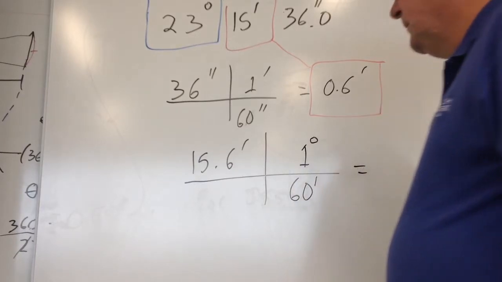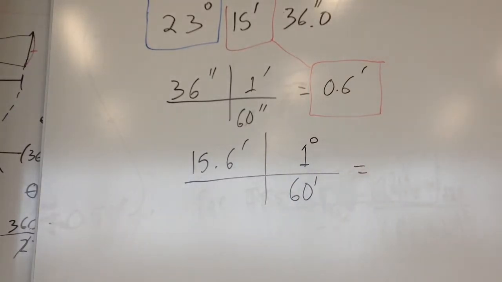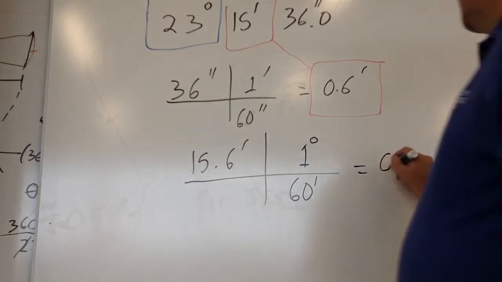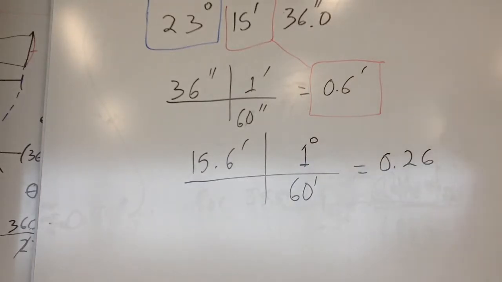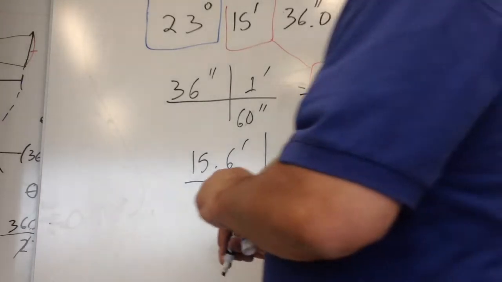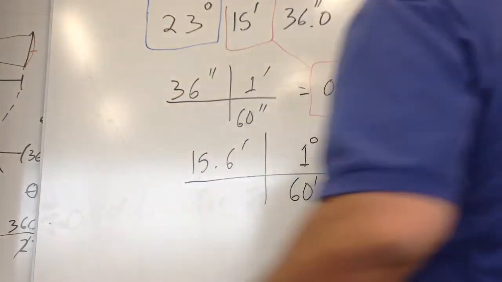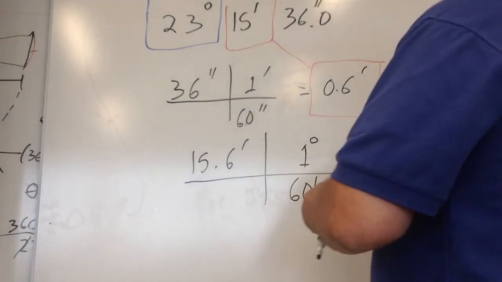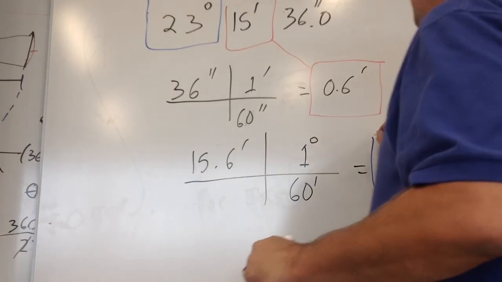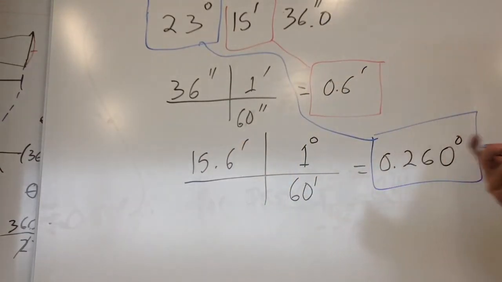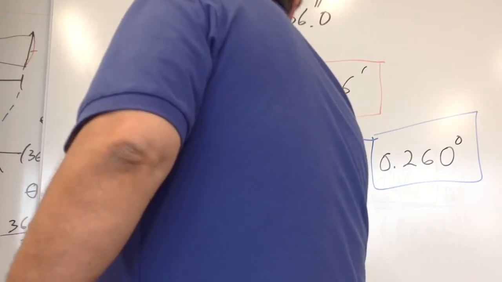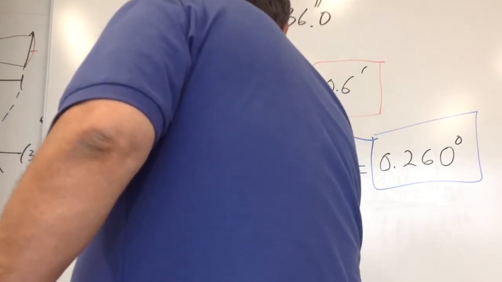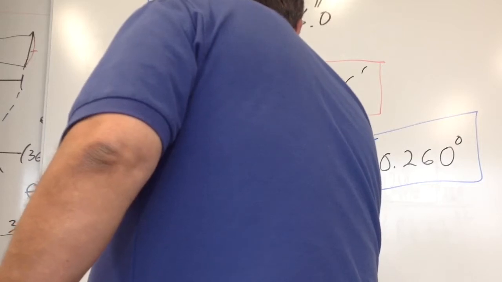What's 15.6 divided by 60? 0.26. Any more decimals after that? So now that's in units of degrees, and we can now say these guys can add up, right? Because they've got the same units. So the final answer is going to be 23.260 in degrees.